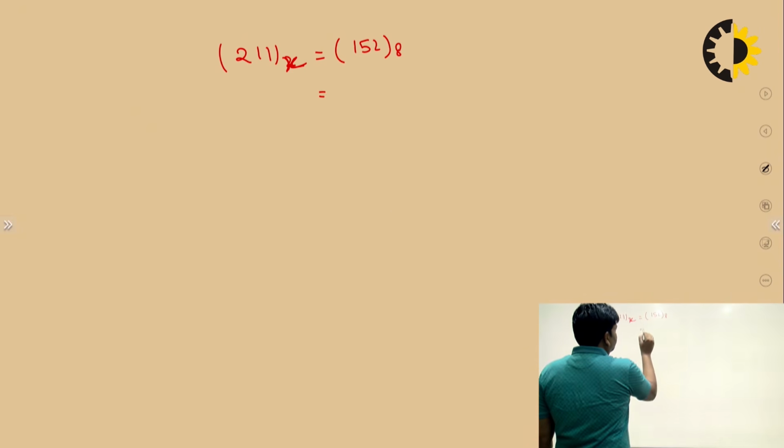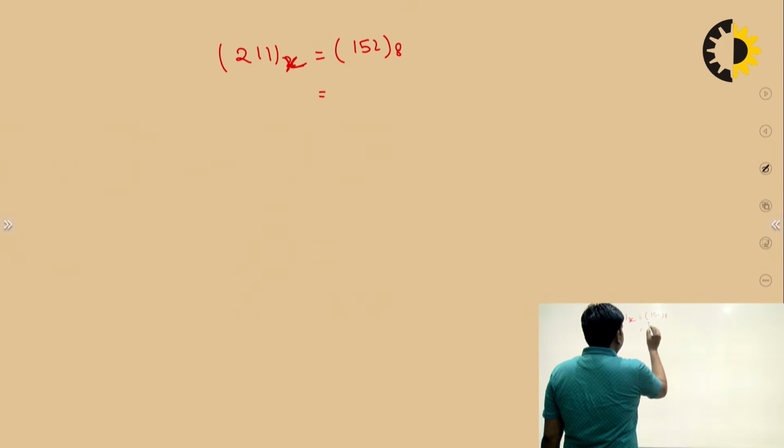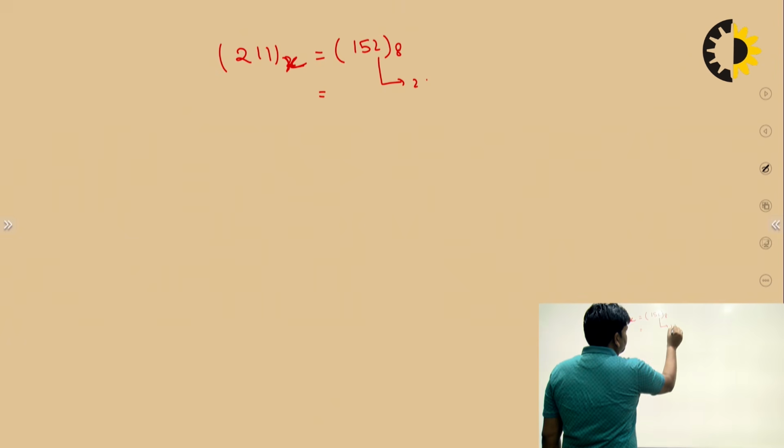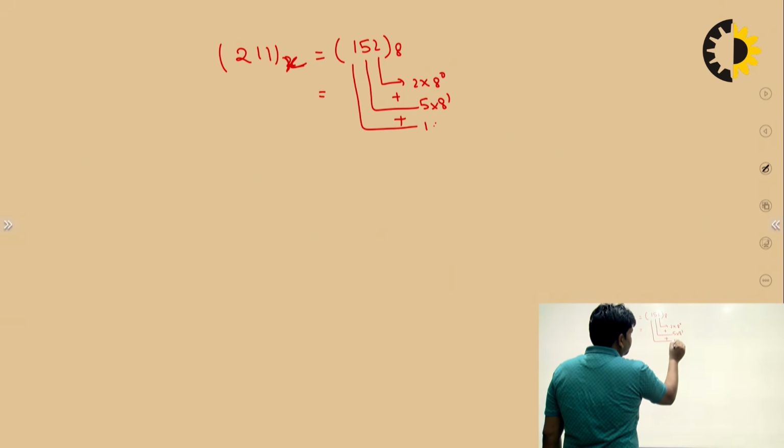We convert this into decimal form on both sides. That means this one is 2 into 8 raised to power 0, plus 5 into 8 raised to power 1, plus 1 into 8 raised to power 2.